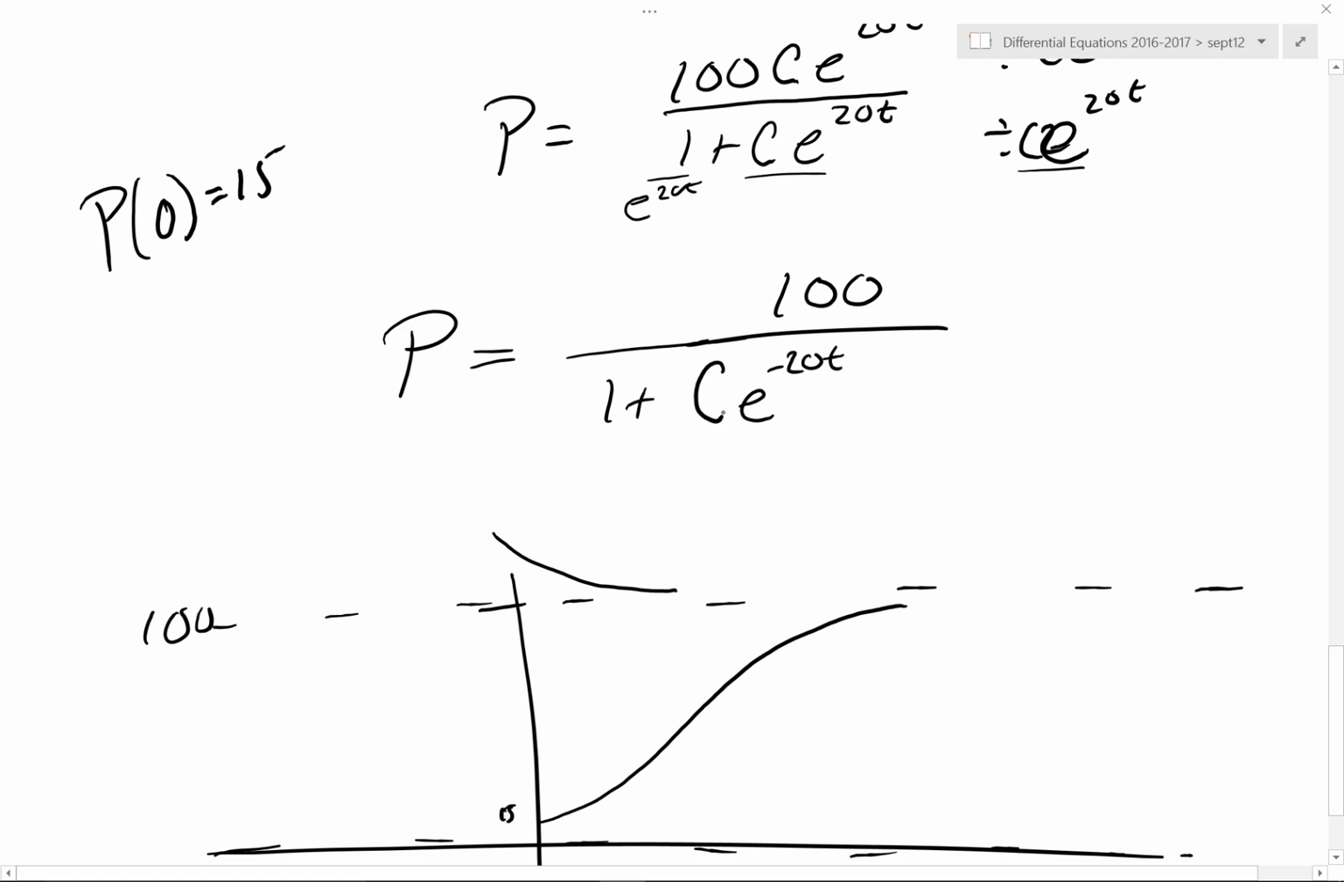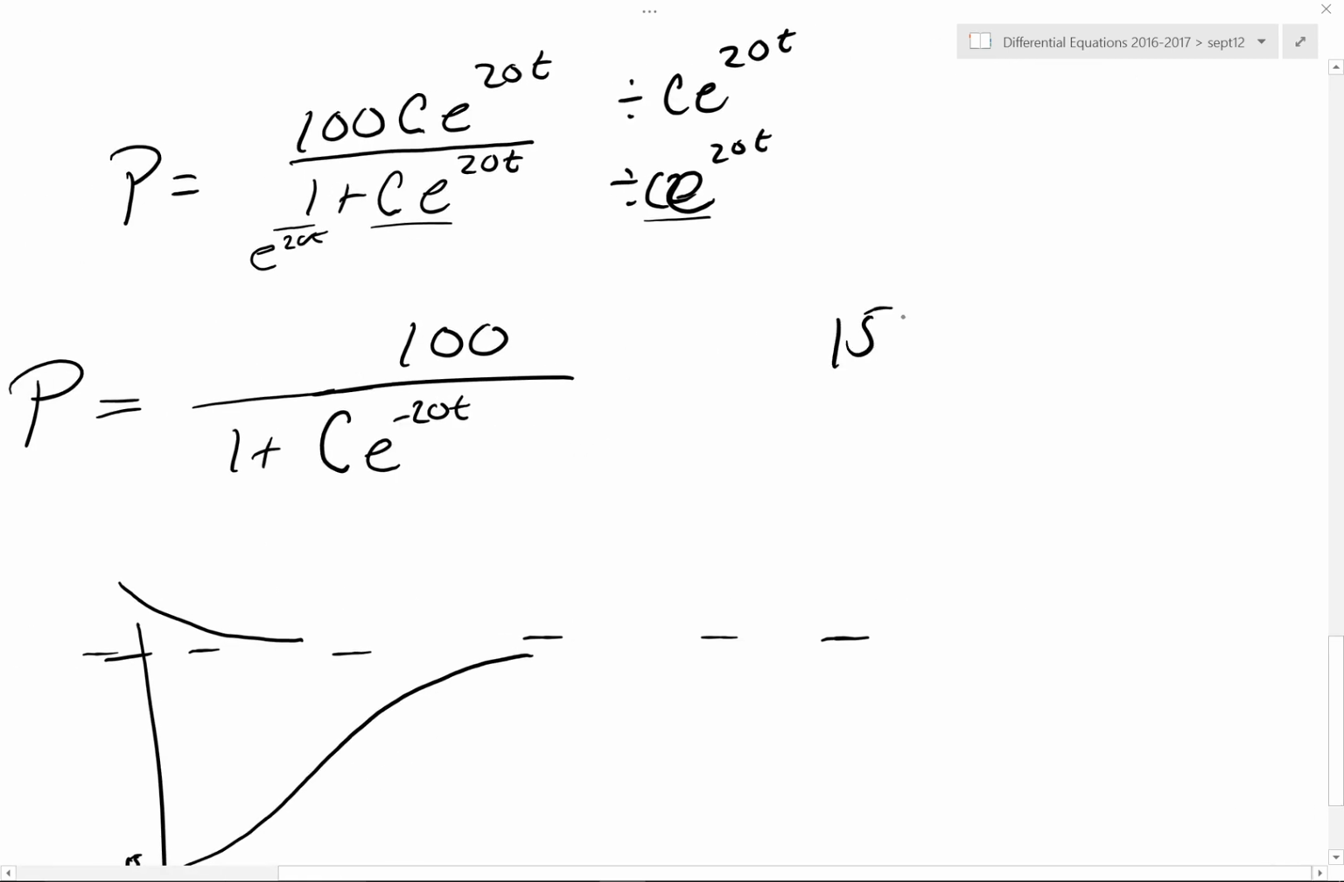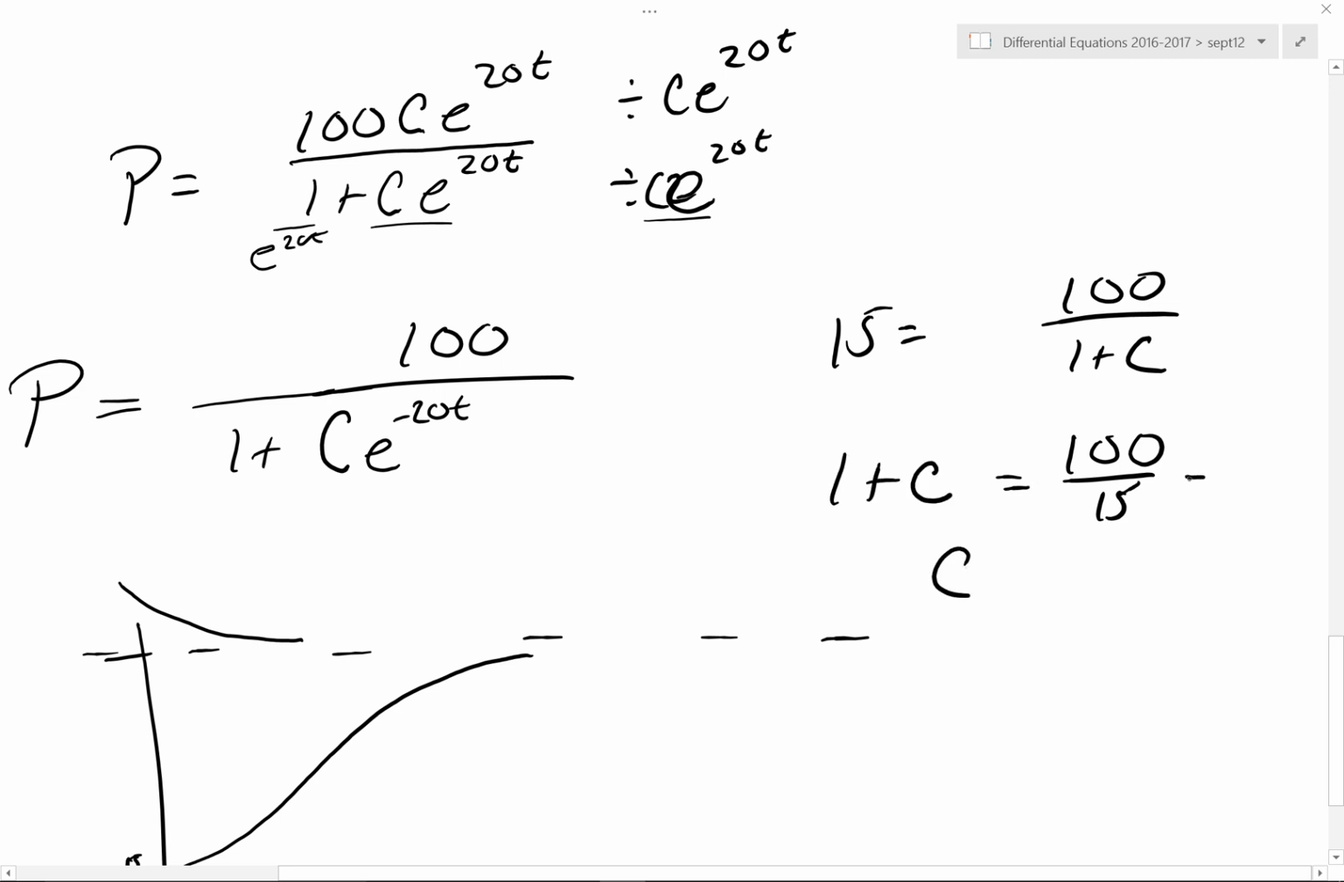C. And then gone, hey, I know 15 equals 100 over 1 plus C. Cross multiply, you're going to get 100 over 15 is equal to 1 plus C, minus 1, which is 15 over 15, which is 85 over 15. Ta-da! And the crowd goes wild.